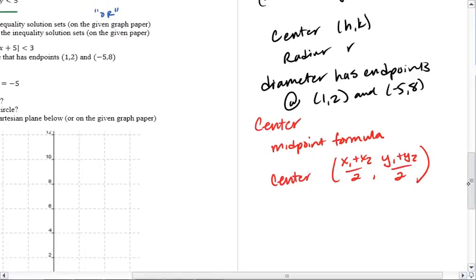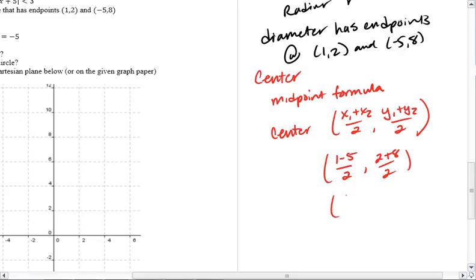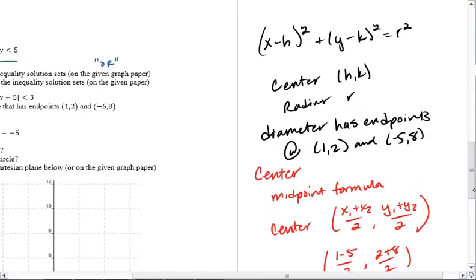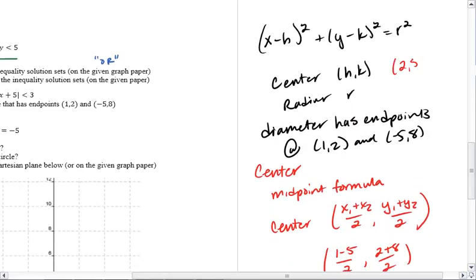And then plugging in the endpoints of the diameter, we can see that the center must be at (1 minus 5 over 2, 2 plus 8 over 2), putting the center at (negative 4 halves, 10 halves), which is negative 2, comma 5. So going up here, we have a center at negative 2, 5.